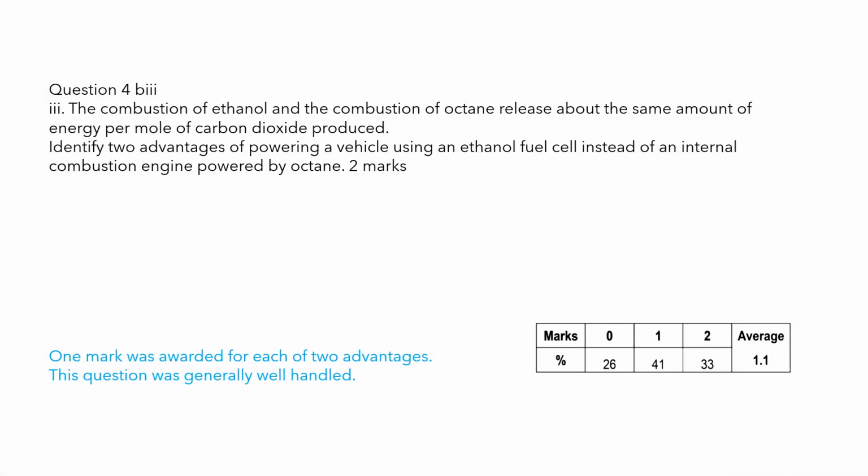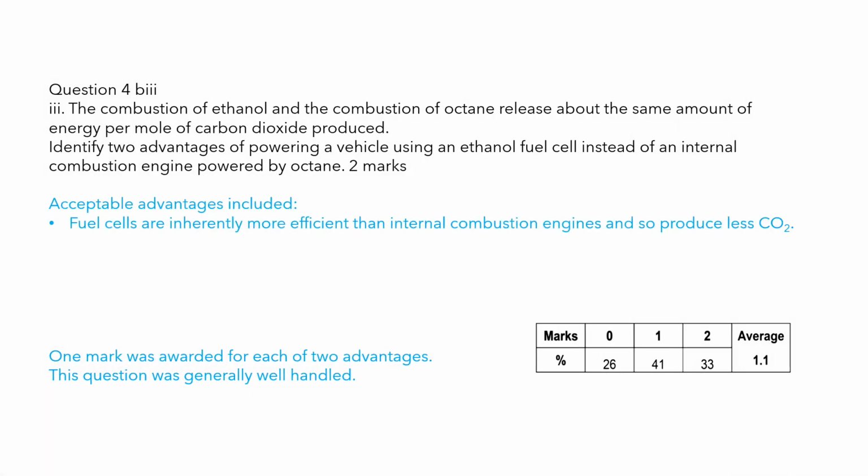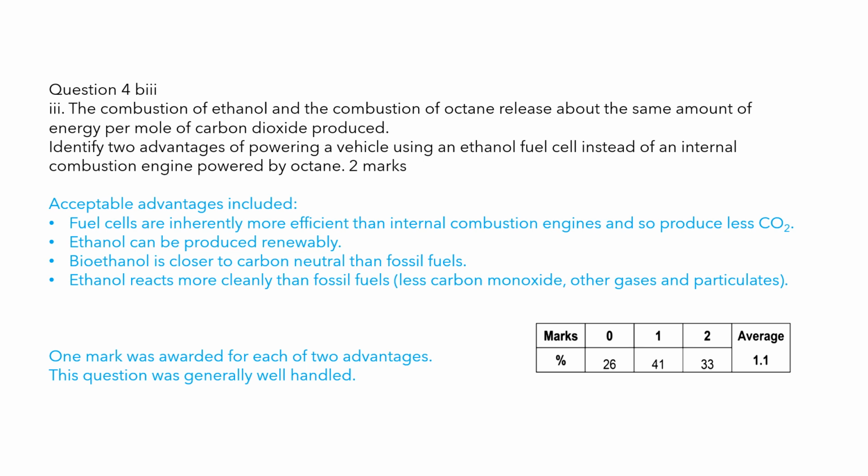Acceptable advantages included: fuel cells are inherently more efficient than internal combustion engines and so produce less CO2. Ethanol can be produced renewably. Bioethanol is closer to carbon neutral than fossil fuels. Ethanol reacts more cleanly than fossil fuels, with less carbon monoxide, other gases, and particulates. Fuel cells produce less total greenhouse gases and pollutants. Fuel cells are quieter.